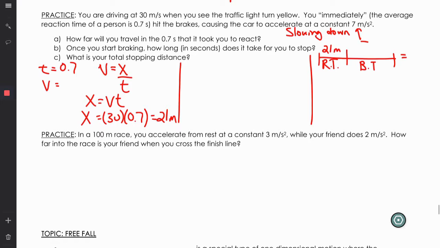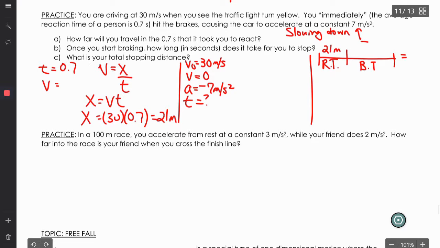Now, once you start braking, how long does it take for you to stop? Here's where we actually use our strategy. We have an initial velocity of 30 meters per second. Our final velocity is 0. Our acceleration is negative 7 meters per second squared, and this is on a dry surface. We'll do this calculation to figure out what a is equal to on various surfaces, so you can see how long it takes to stop. We need t, and we don't care about delta x yet. We'll care about it over on the other side, but not right now.